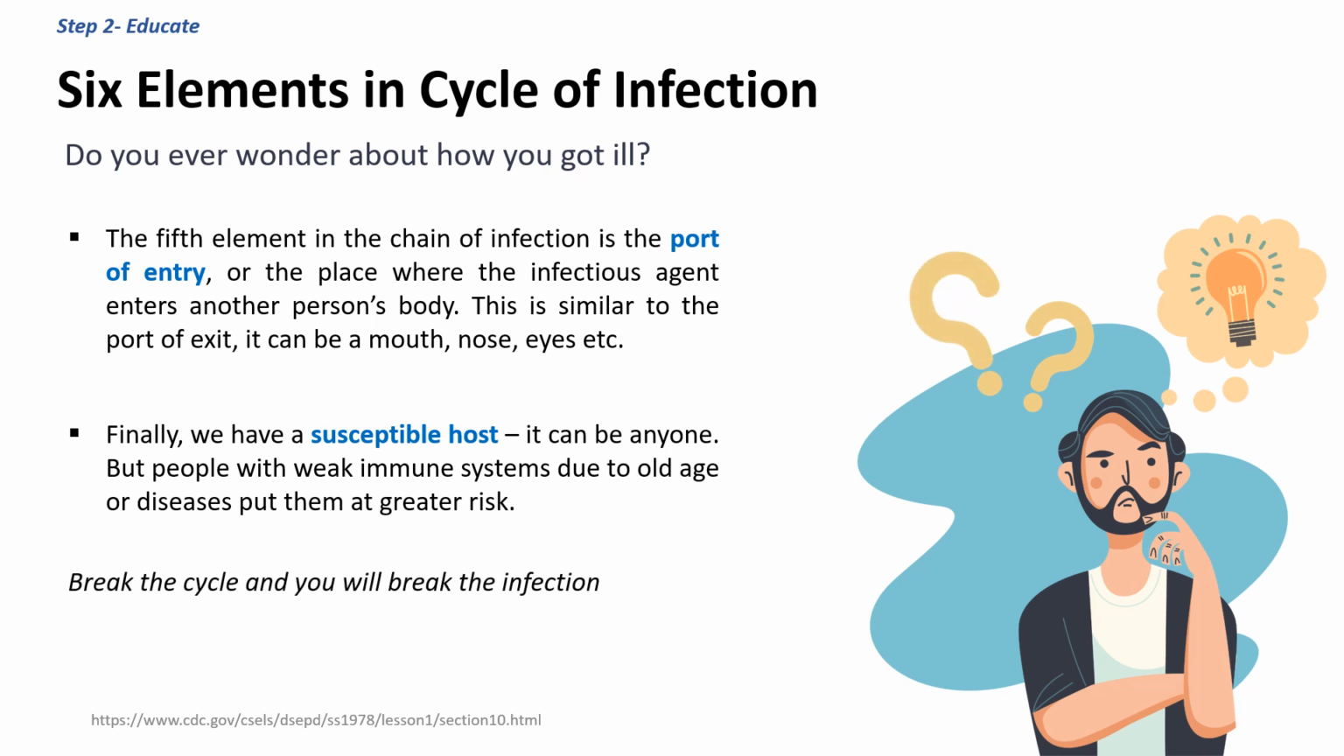6 elements in chain of infection. Do you ever wonder about how you got ill? The 5th element in the chain of infection is the port of entry, or the place where the infectious agent enters another person's body. This is similar to the port of exit. It can be a mouth, nose, eyes, etc.